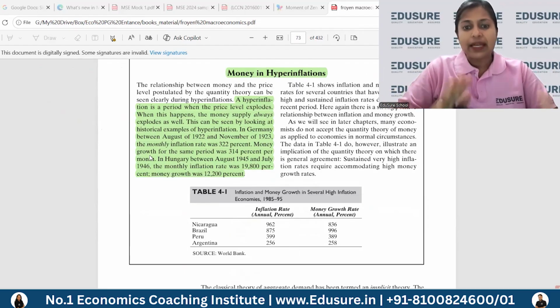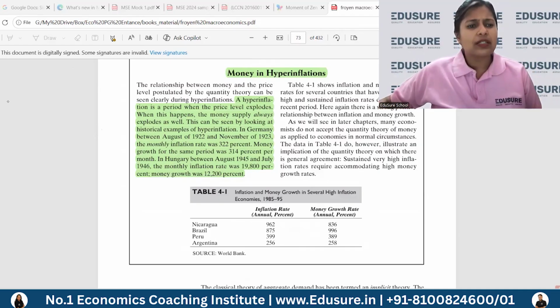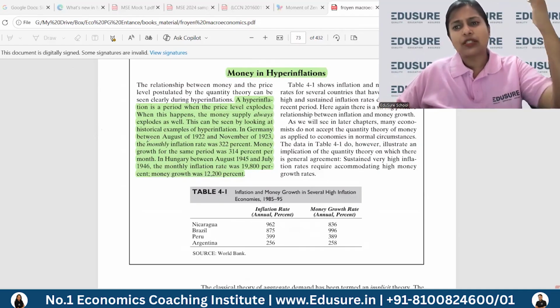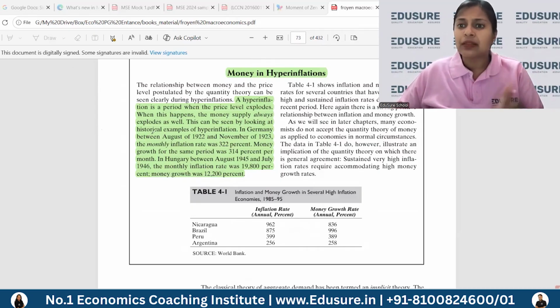The classical model was that at any time there has been a hyperinflation. Hyperinflation means a crazy rise in price, an unbelievable rise in price, like 50, 60, 70, 80, 90, 100, 200, 300% rise in prices over a very short time span, a month, a few days. Any time there has been hyperinflation, money supply has always been the reason.